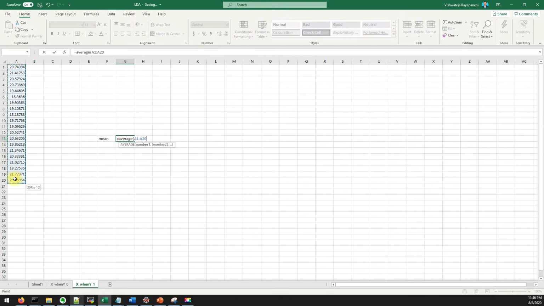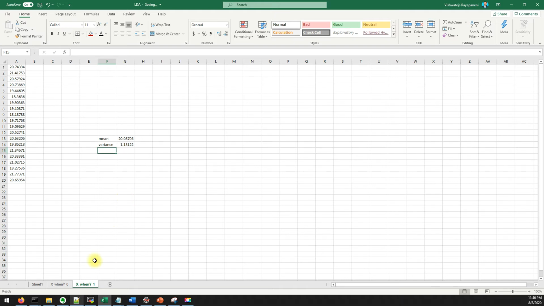Average, variance. So now we find the mean and variance for x when y equal to 0 and when y equal to 1, right? So we have these values.